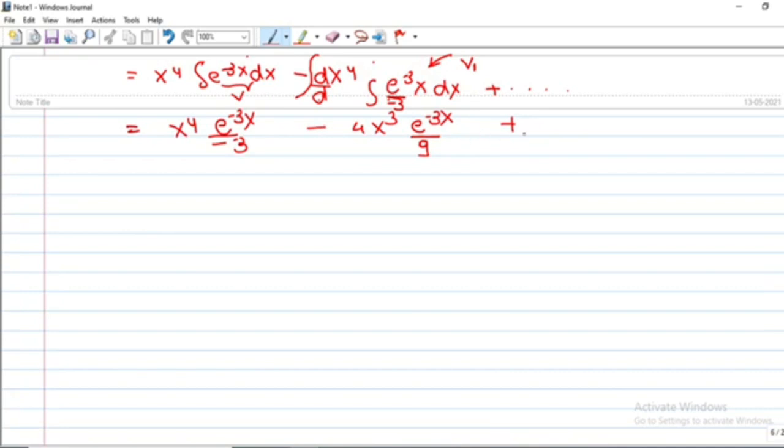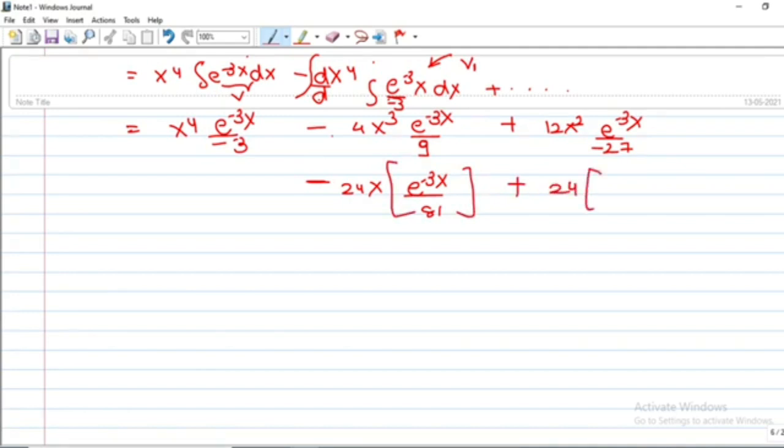So what you will get? Here again minus sign will be there, but it will become plus, so 12x square, and when you integrate this one, it will become e power minus 3x upon minus 27. Similarly it will keep going on. Now if you differentiate this again, the signs go negative, positive, negative, positive alternately. 24x e power minus 3x, and when we multiply it with minus 3, it will again become plus 81, right? And if it is plus minus, then after it will be plus. So we are going to get only 24, and here we will stop, which will be nothing but 243.